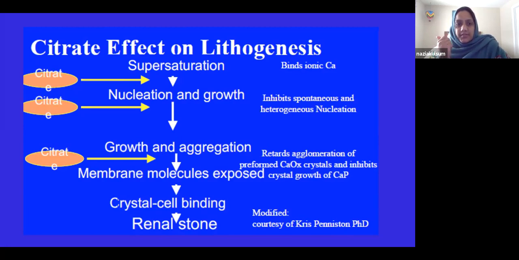So first, citrate prevents supersaturation, meaning it prevents the combination of, for example, calcium and oxalate. It prevents the nucleation and growth of the kidney stones, and then it also prevents the aggregation, and basically the detachment of the kidney stone from the plug. So citrate is essential in all these different steps, and it basically prevents kidney stones from happening.